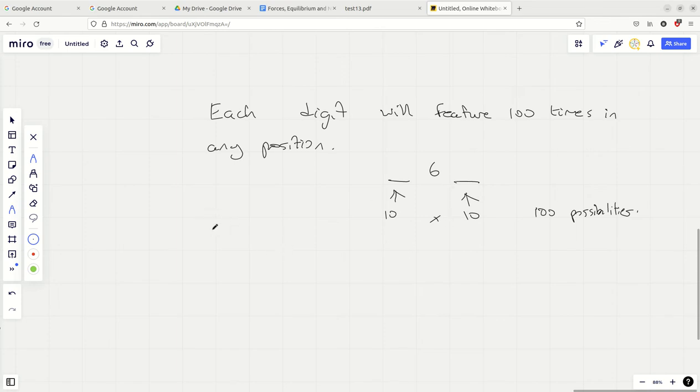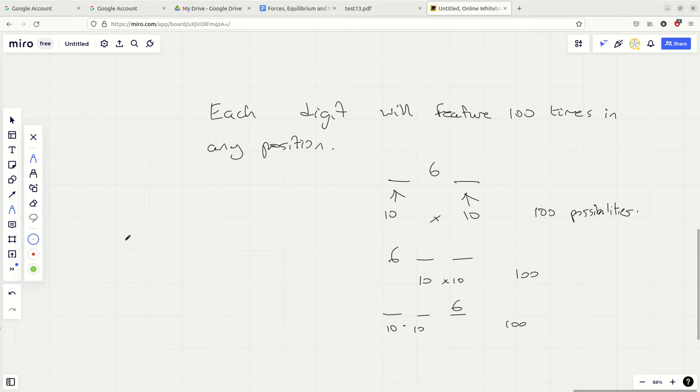Now, think about what that's going to do. Bearing in mind we're adding them in any way we like, if you're just thinking about how many times the digit six is going to appear, it's going to appear 100 times in the middle, 100 times at the start, using a similar argument, 10 times 10, 100. It's going to appear 100 times at the end, 10 times 10, 100. So each digit appears 300 times in this digit sum.